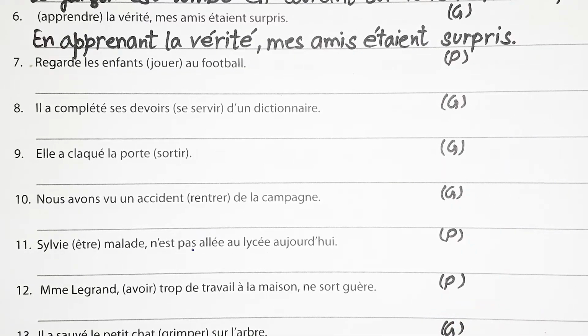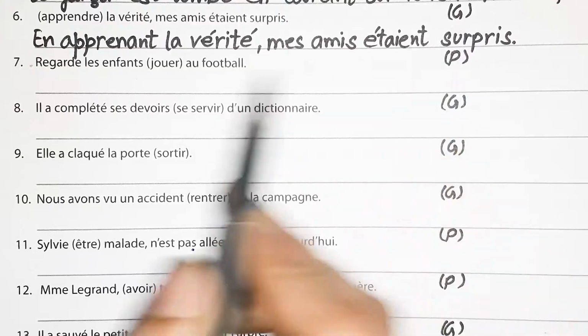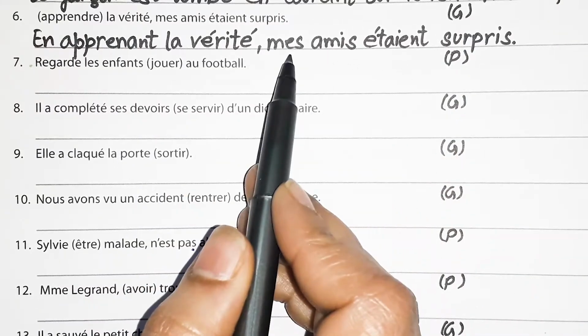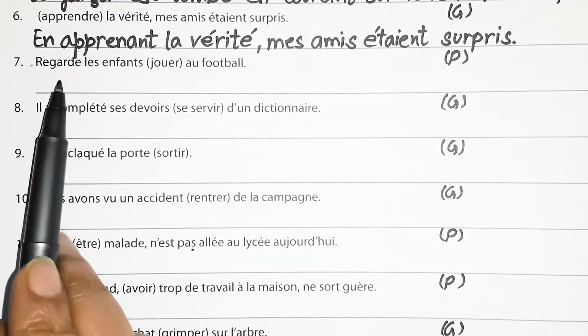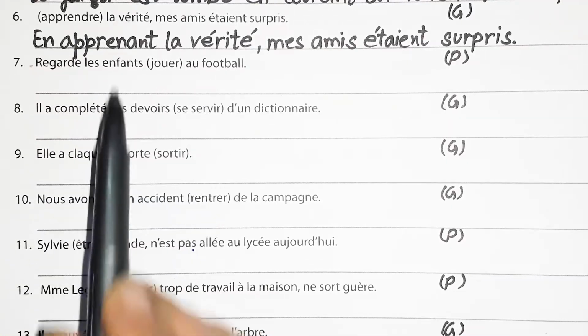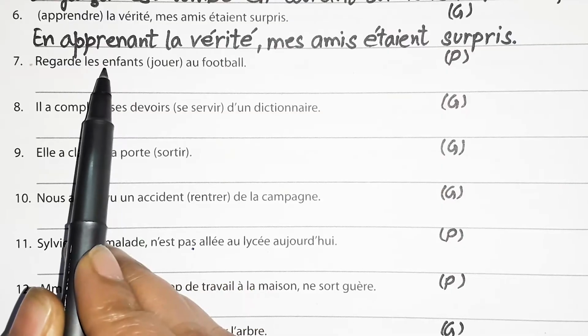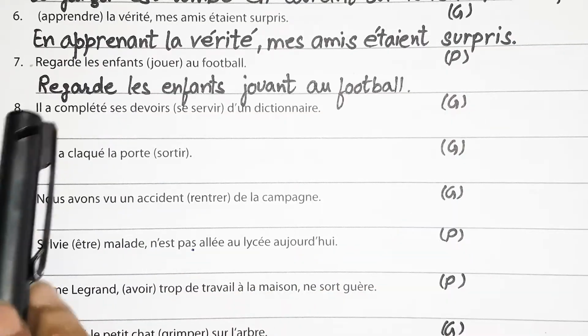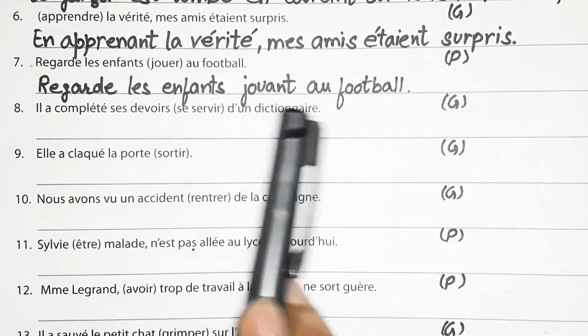That means by learning the truth, my friends were surprised. We have used gérondif here because again both the actions are done by the same subject. The next sentence is regarde les enfants. The verb is jouer au football. Now here we have a description of the children. So we'll use participe. Regarde les enfants jouant au football.